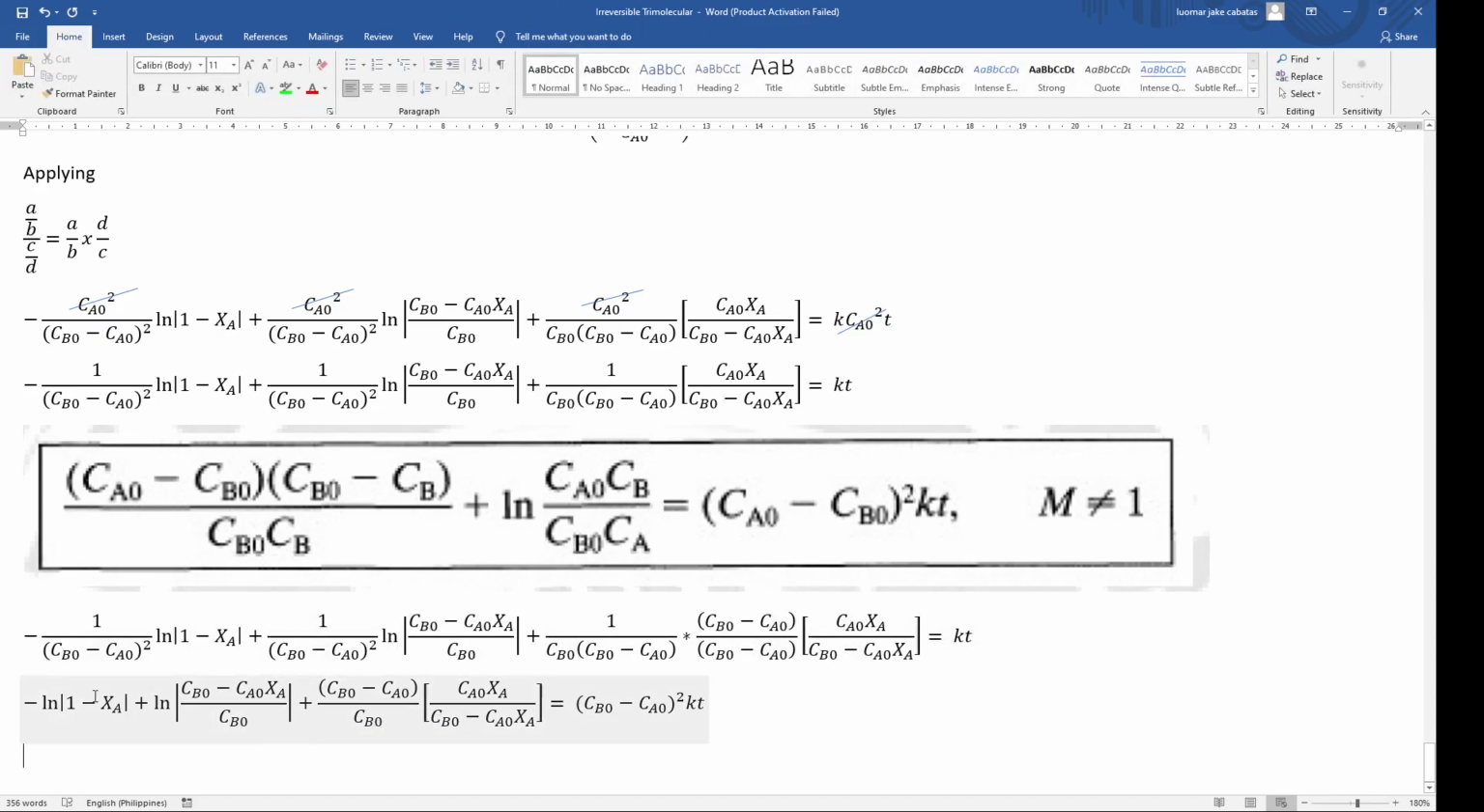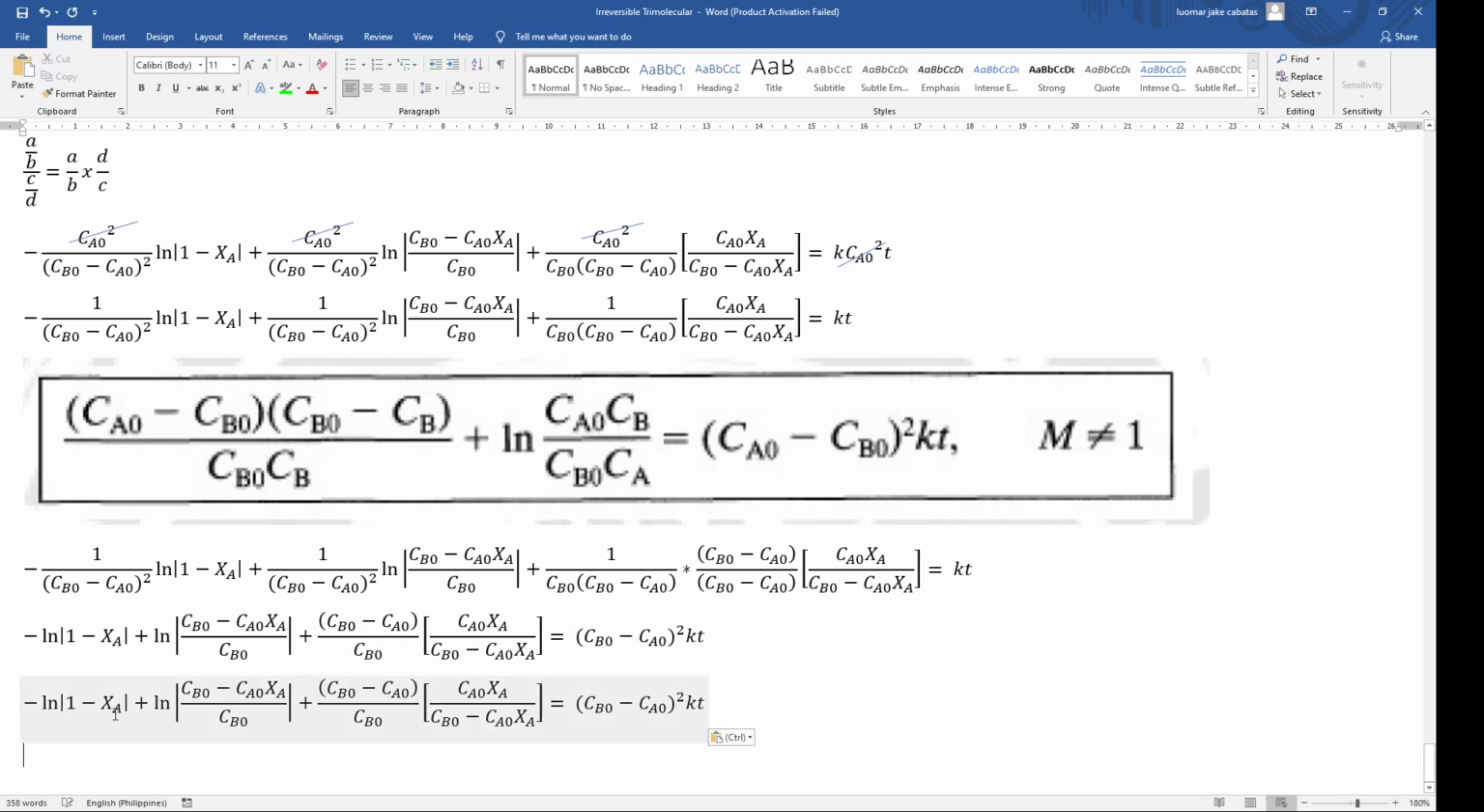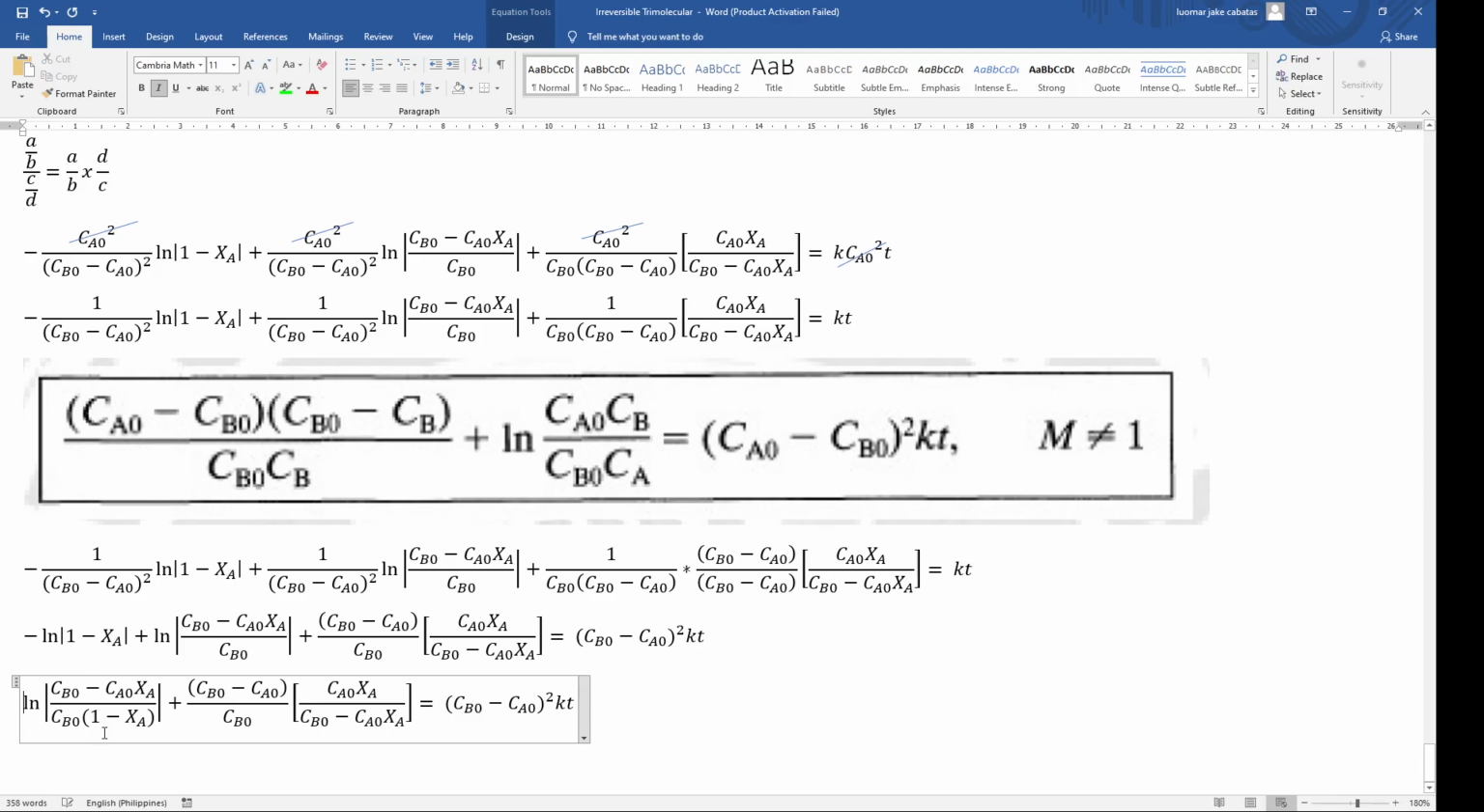Next, since ln, what we could do is combine these two using the property of ln. Since negative man, it will be multiplied sa baba. Okay.